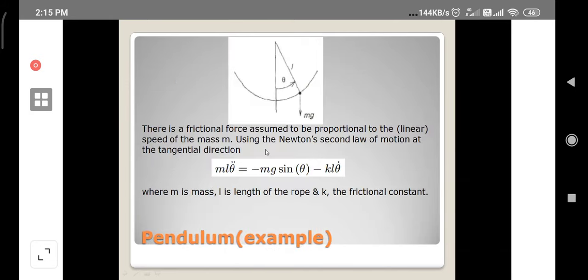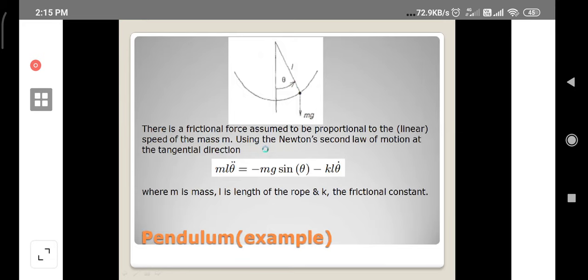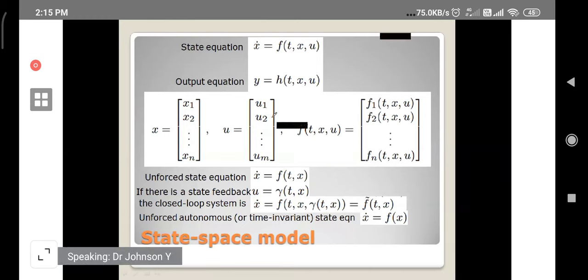up to um, u1, u2, etc. up to um. We can say we here having m number of input variables, and the function f of t, x, u is a function of different single functions like f1, f2, etc. up to fn. So this is actually a state model.